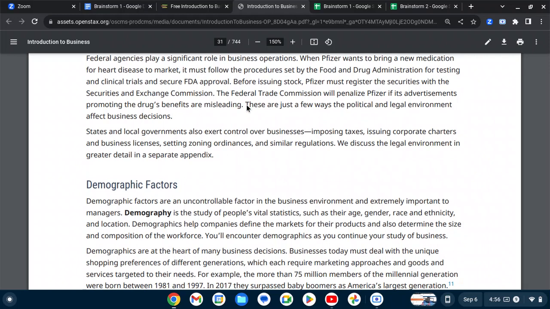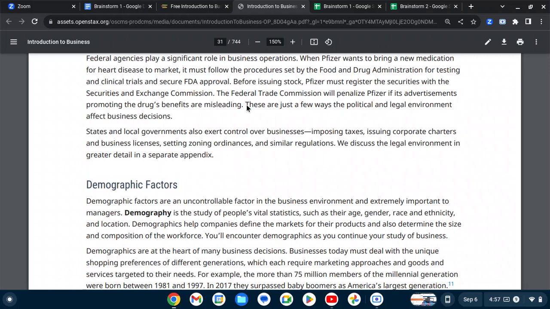When Pfizer wants to bring a new medication for heart disease to market, it must follow the procedures set by the Food and Drug Administration for testing and clinical trials and secure FDA approval. Before issuing stock, Pfizer must register the securities with the Securities and Exchange Commission. The Federal Trade Commission will penalize Pfizer if its advertisements promoting the drug's benefits are misleading. These are just a few ways the political and legal environment affect business decisions.